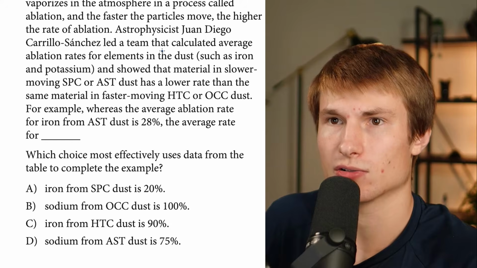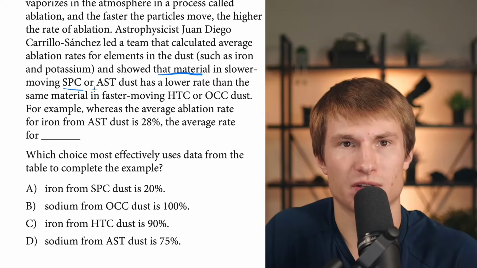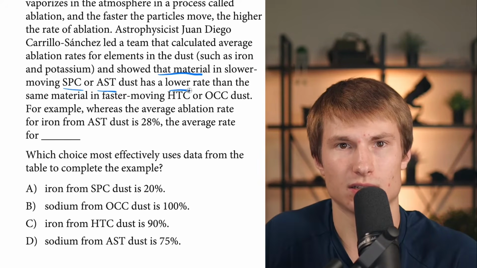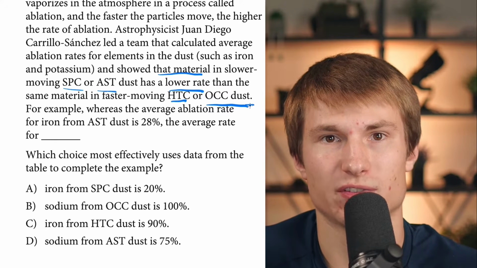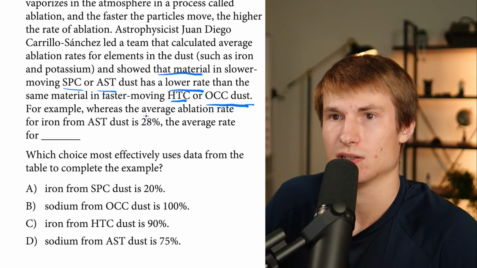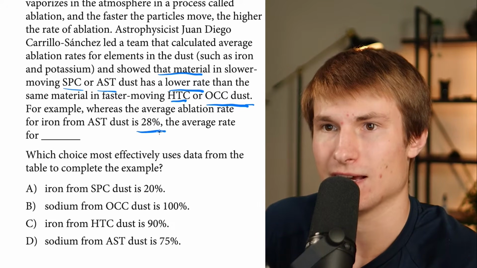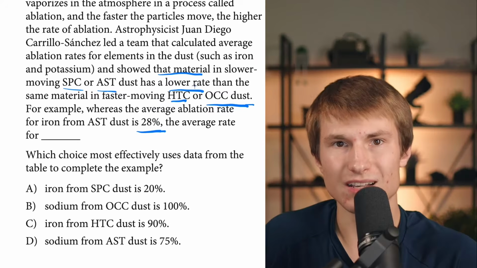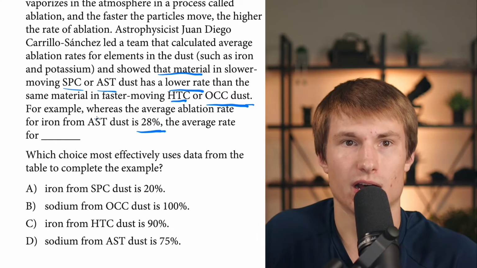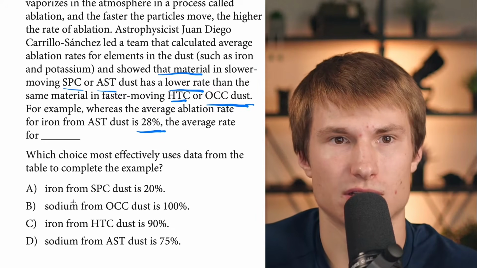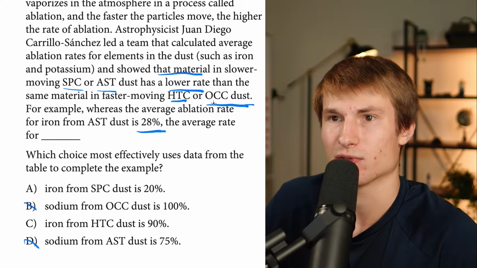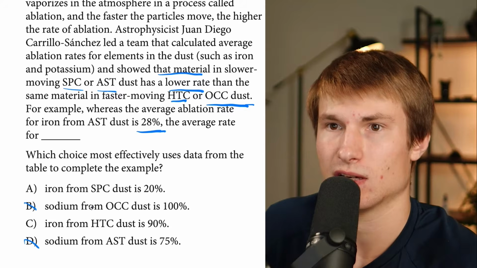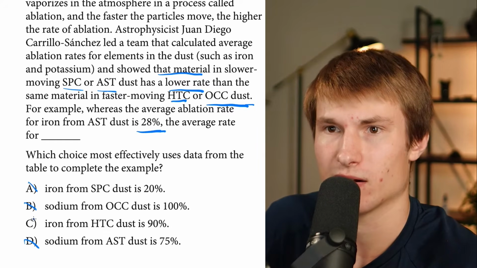We can go ahead and underline that they show that material in slower moving SPC or AST dust has a lower rate than the same material moving in faster moving HTC or OCC. Okay, so where the average ablation rate for iron from AST is 28%, that has to be lower than the iron in HTC or OCC, because we need to keep the same element, so we can get rid of sodium. Then it has to be from the HTC or OCC. We see we have SPC here, so we can get rid of that. Our answer would have to be C.